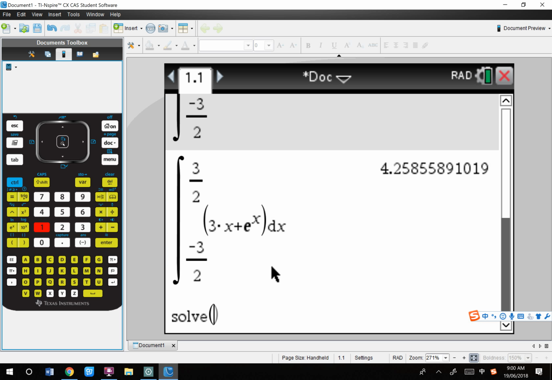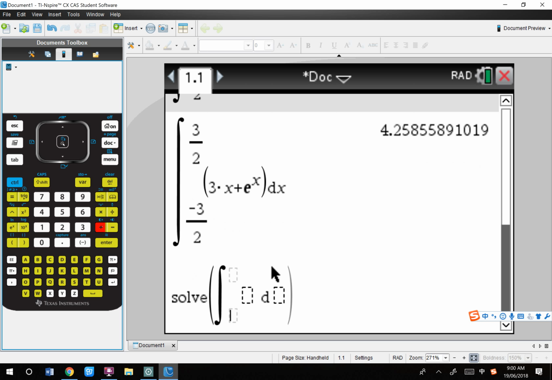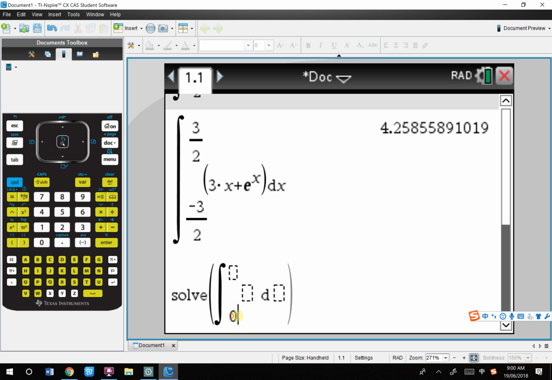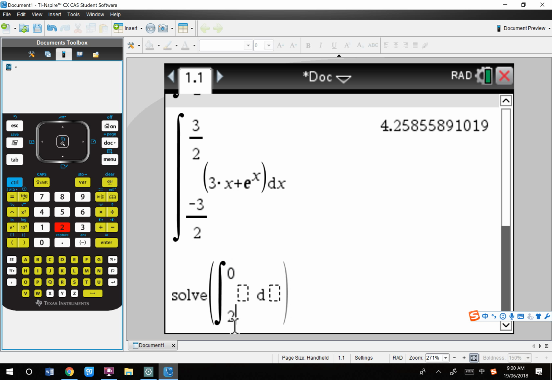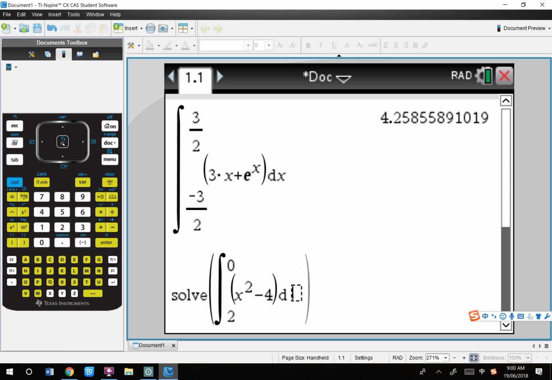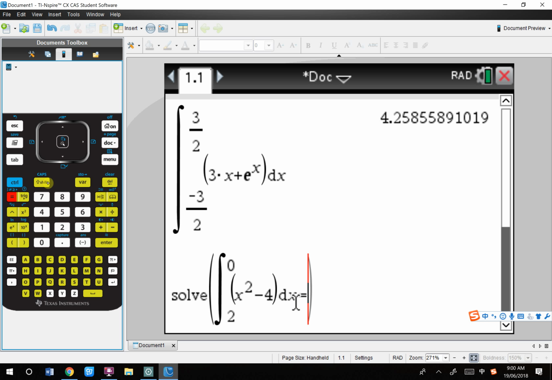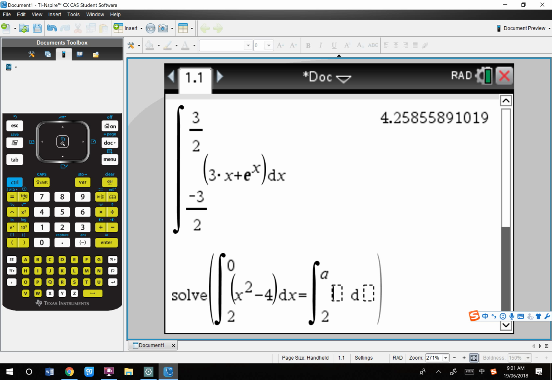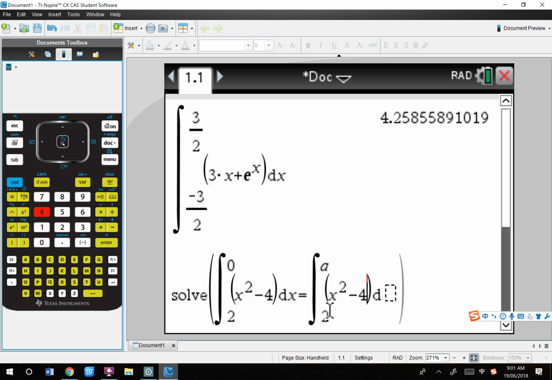So I can use menu 3.1 to solve. Solve for what? Solve for the integral between 2 and 0, so that's 0 and that's 2, because it's a negative area, of x squared minus 4 dx, equals the integral from 2 to A. You must use another letter other than x, a different variable, so x squared minus 4 dx. We solve for A.